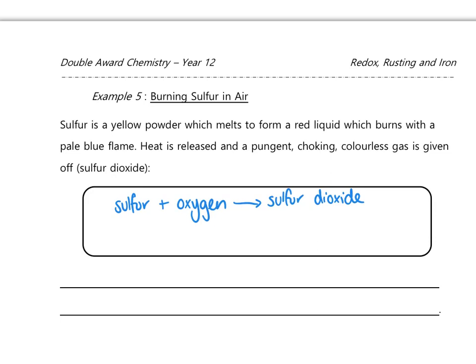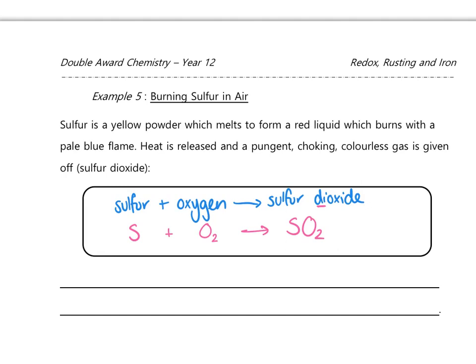Balanced symbol equation for this then. Well, sulfur is just S. It's not diatomic, so I just write it as S. Oxygen is O2 because it is diatomic. Sulfur dioxide, we write the formula of this in the same way as we write carbon dioxide. Sulfur is S and dioxide means two oxygens, so it's SO2. And you can see that equation is balanced. One sulfur on either side and two oxygens on either side.